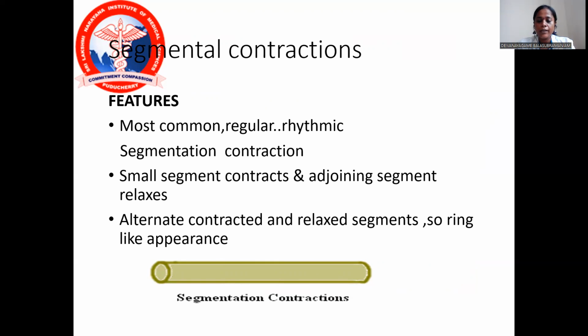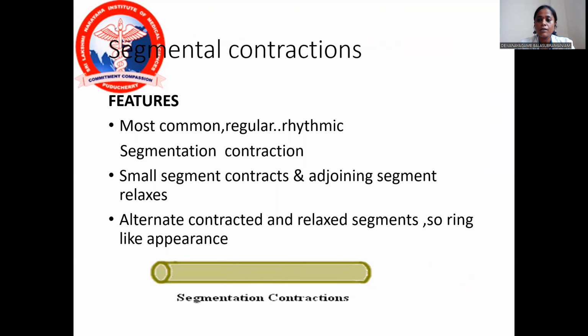What happens in segmentation contraction is that the small segments will contract, whereas the adjoining segment will relax. So there will be alternate contracted and relaxed segments, so it appears like a ring. A ring-like appearance will be there.